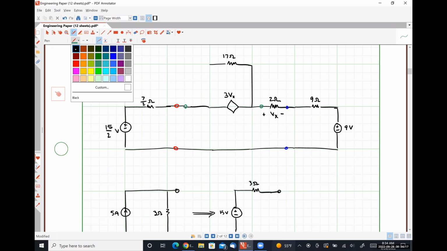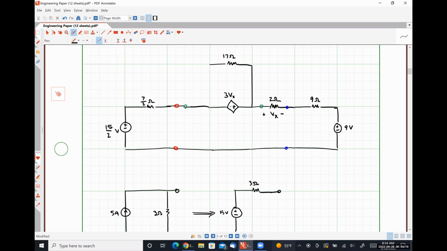I'm going to put the positive polarity terminal over here on the right where the head of the arrow was. 3 times 17, if my mental math is correct, is 51. And I'm just going to drop this 17 ohm resistor in right here.